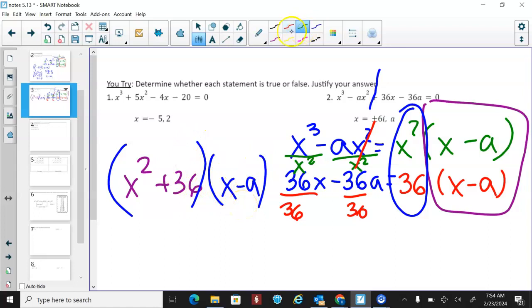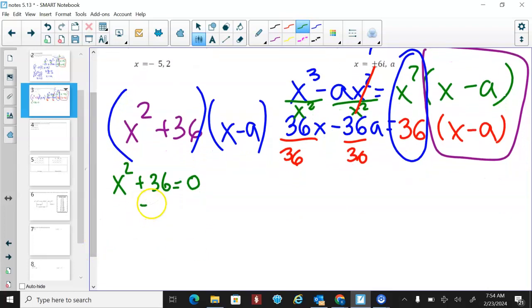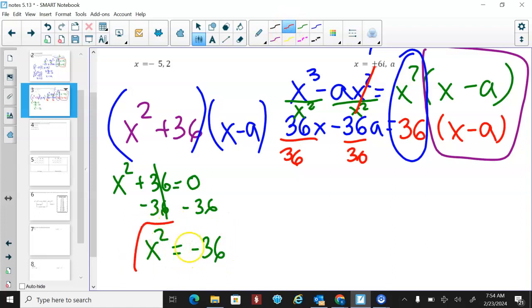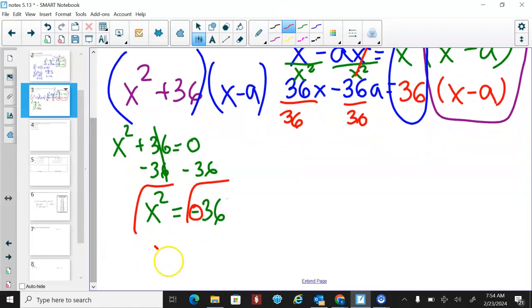Now again, we're going to set them equal to 0. So x squared plus 36 equals 0. All right, we're going to move 36 to the other side. We're solving for x. X squared will equal negative 36. Remember, when there is a negative and you square root, you are going to have an i. So x will equal plus or minus 6i.